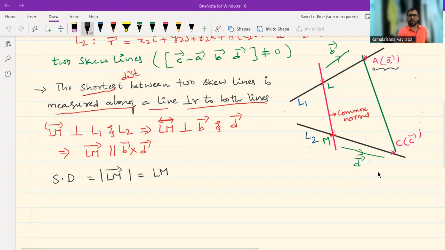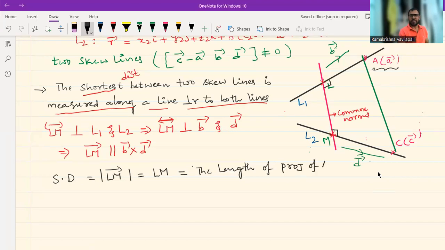So just drop the perpendicular from A on this line LM. This is like this. So now how do we find out LM? That shortest distance LM equal to, clearly observe that the projection, the length of projection of vector AC bar on B bar cross D bar.